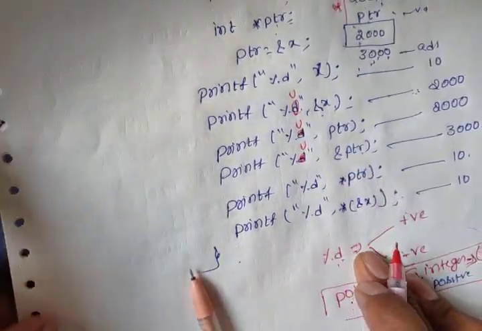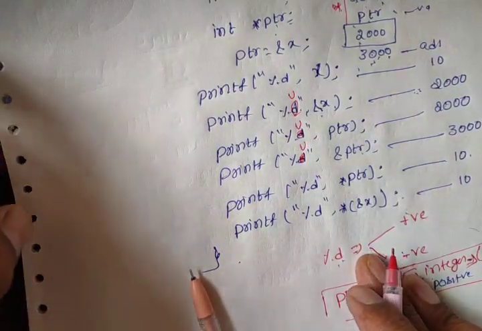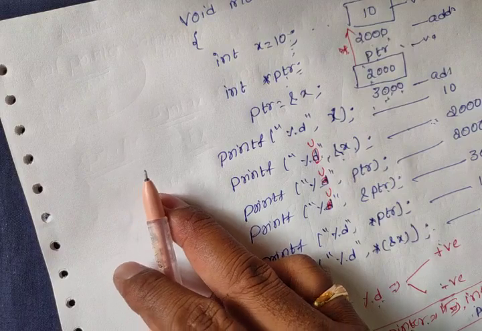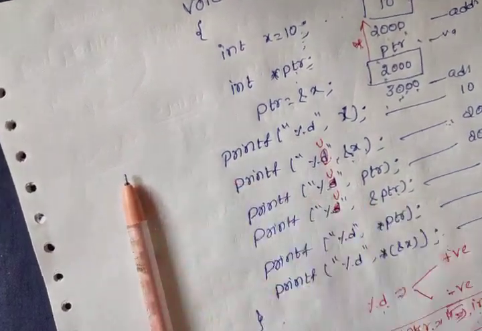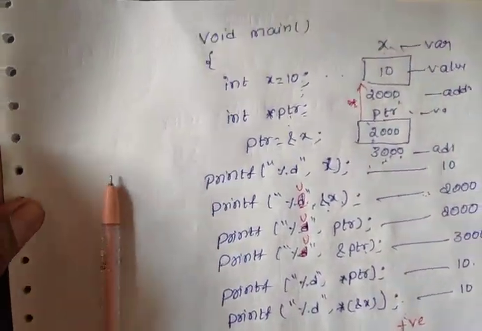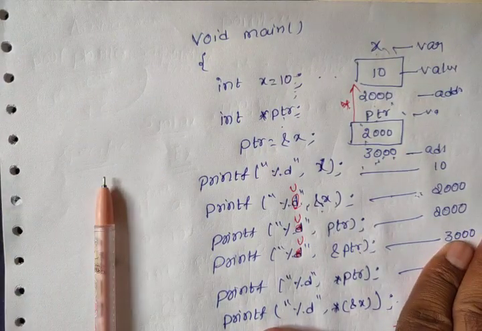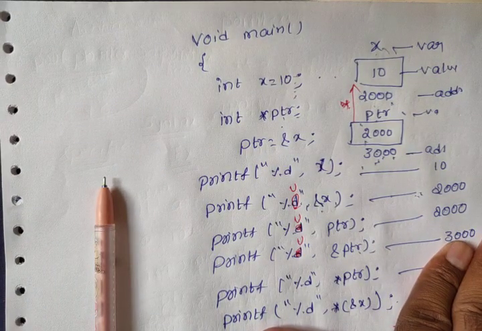This is the concept belonging to our pointers introduction, types of pointers, and some simple examples. In the next class we will discuss some more concepts under pointers, that is call by value, call by reference, pointers to functions, etc.